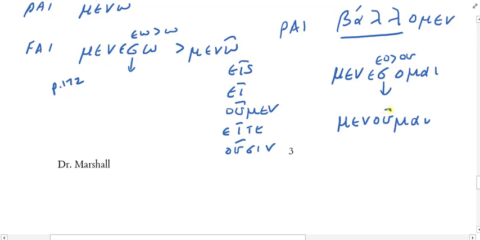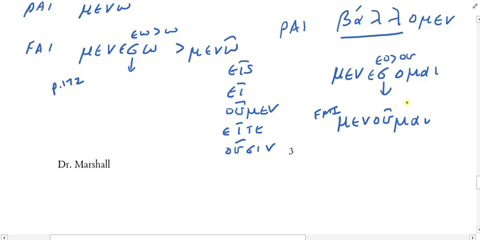Menumai. And I'm going to have my circumflex on that diphthong. Menumai. That is the future middle indicative. Okay? How will I translate this? Well, I can't translate it as passive because it's not passive.